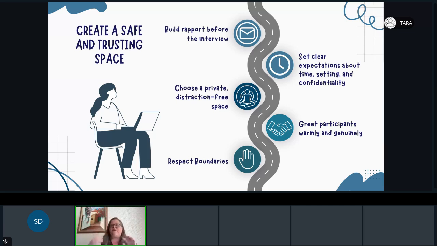So you want to obviously go over the informed consent procedures with them and just assure them of their confidentiality. Greet them warmly when they come in or when they're on the camera for the first time. They're taking time out of their day. So, make sure that you start building that rapport right away with a warm greeting. And then respect their boundaries. If they don't want to answer a question, just move on. Don't make a big deal out of it, obviously.